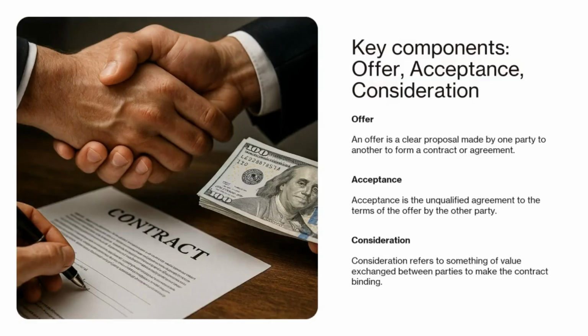So in review, the first three principles of a valid contract are offer, acceptance, and consideration. The offer must be a clear proposal made by one party to another for the purpose of forming a contract. Acceptance is the unqualified agreement to the terms of the offer by the other party. Consideration refers to something of value exchanged between the parties to make the contract binding.